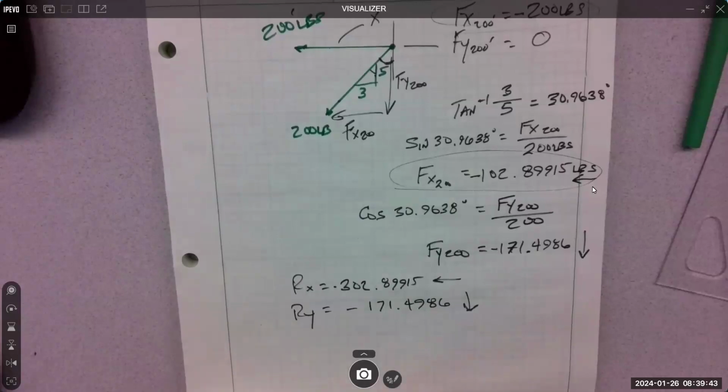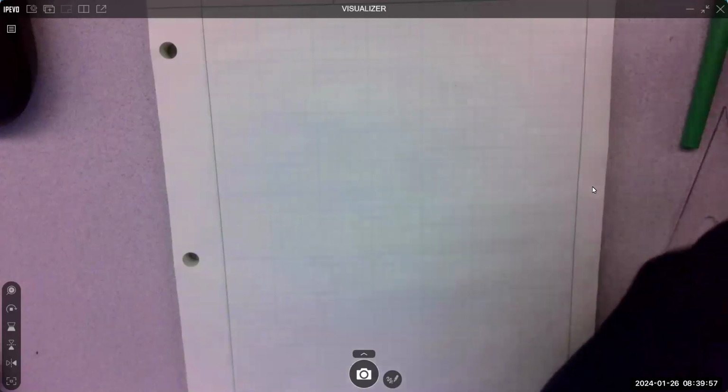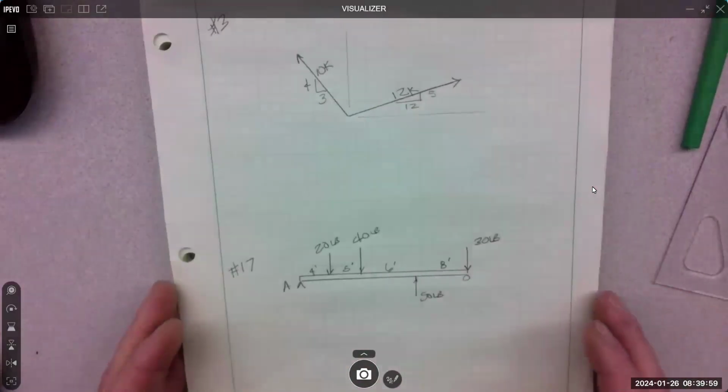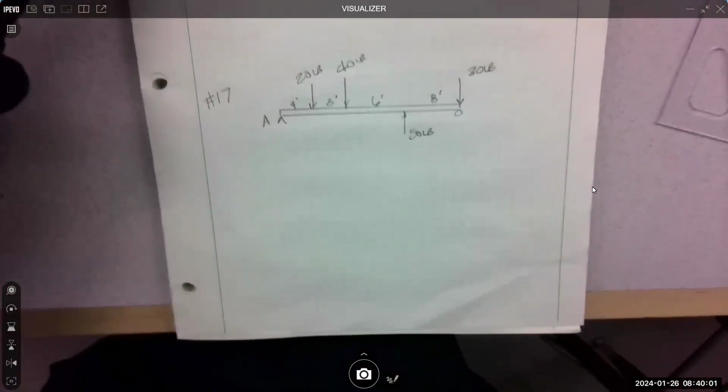Let's do one more and then we'll take a break. So hang in there. We've got to do the moment one, right? It's the new concept. I'm pretty sure I drew the picture somewhere. Oh, there it is. 17, right? Yeah.